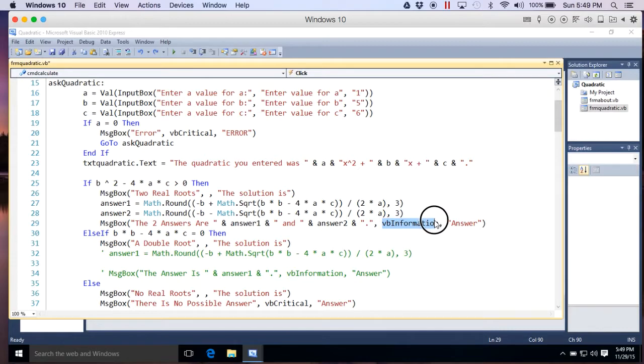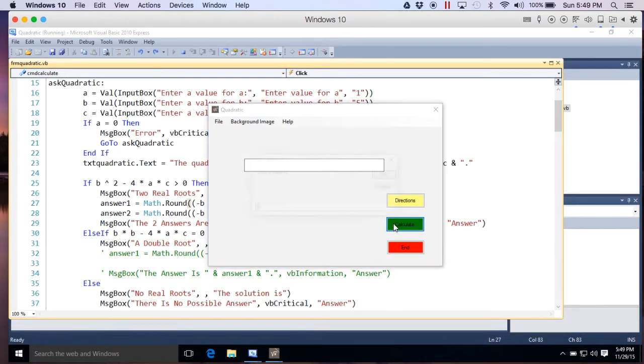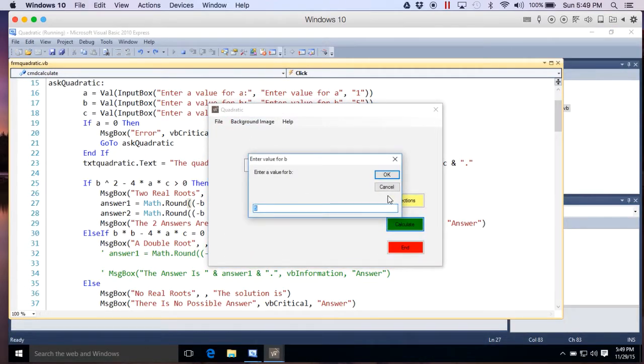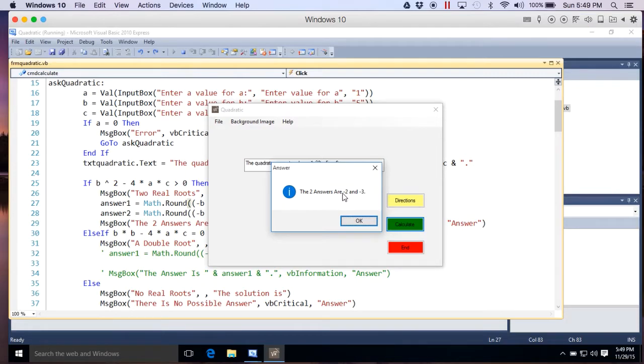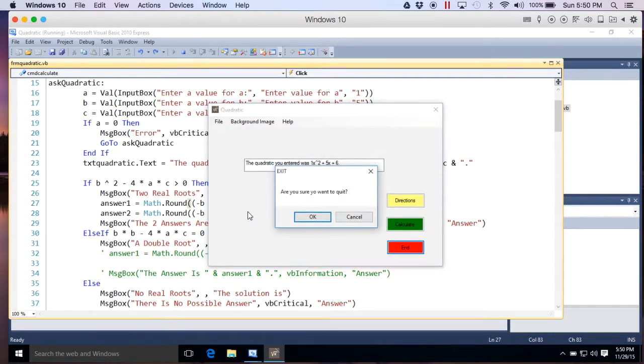VB information is the yellow. You'll see what the VB information icon looks like. And then the title of my message box, answer. So when I run this, 1, 5, and 6 will give me 2 answers, 2 real roots. See, the 2 answers are -2, and there's a space before it and a space after it, so it's not stuck to the words, and -3, there's a space between the D and the negative sign, and then there's a period at the end. So that was all with this function.